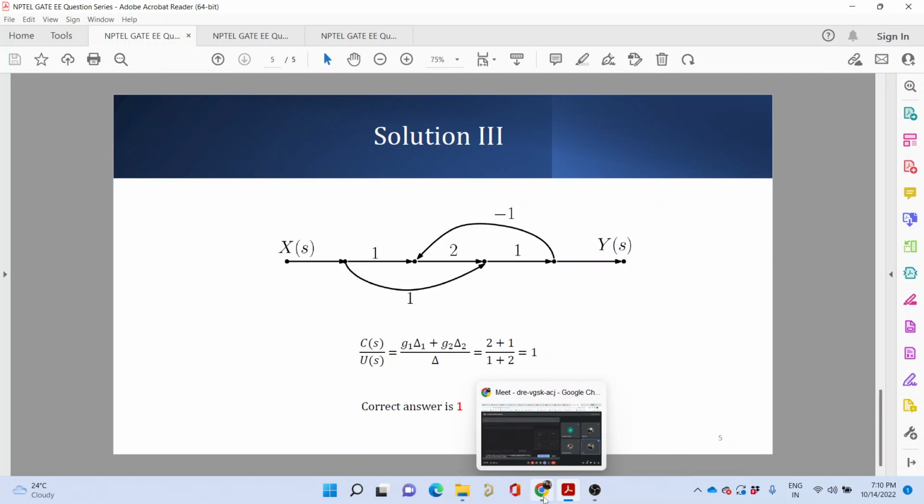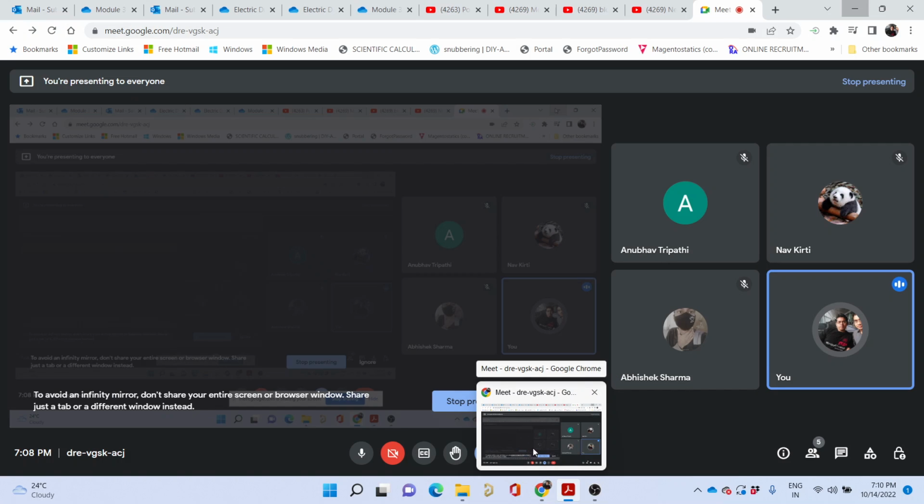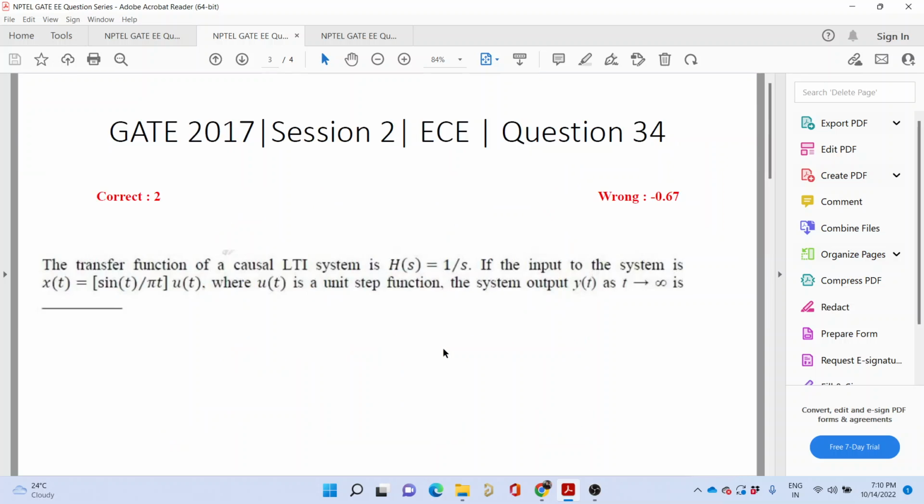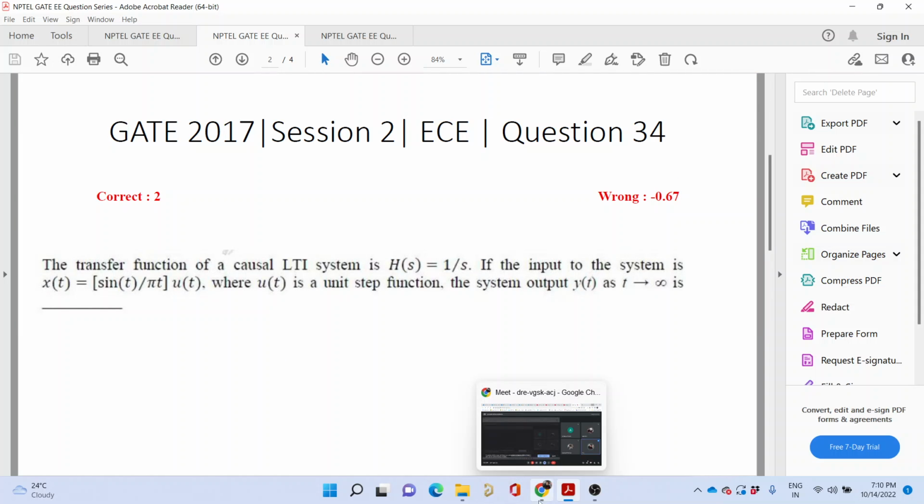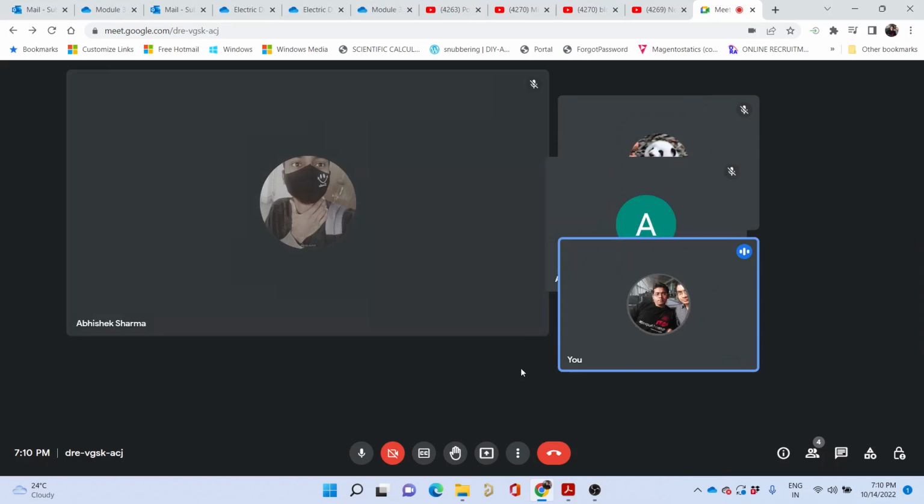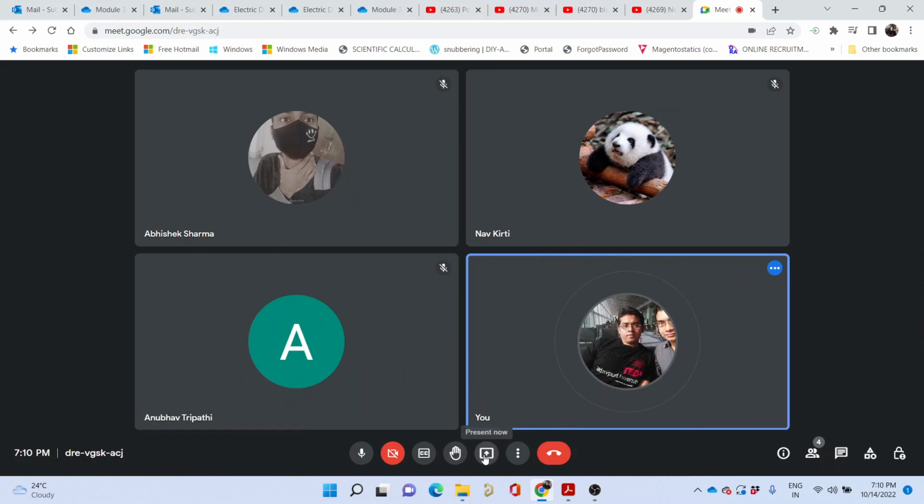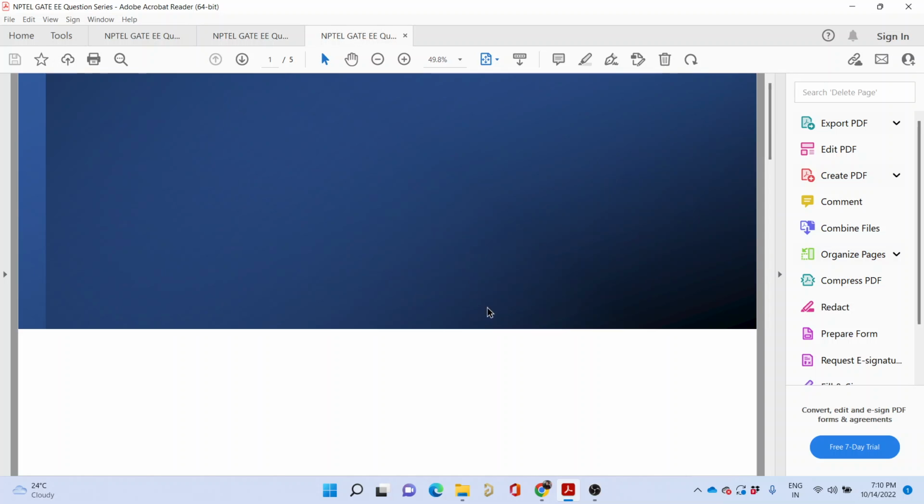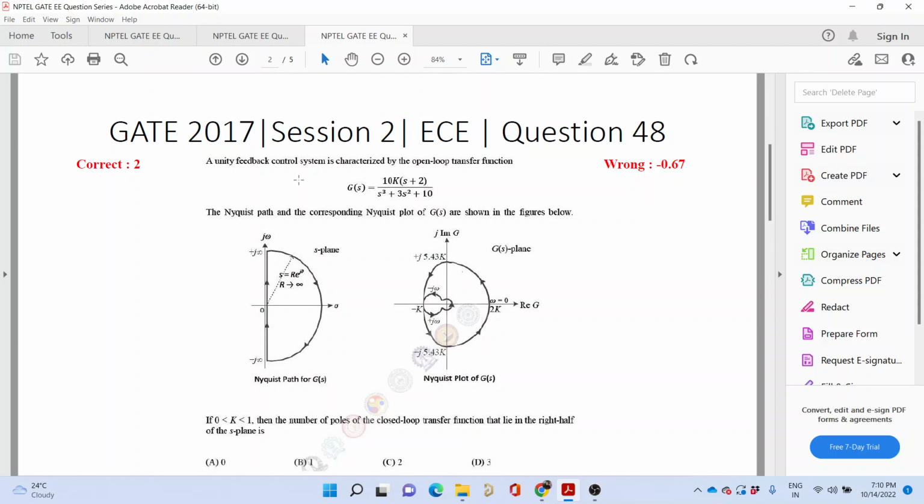Yes, sir. I took the negative sign. Don't commit mistakes in these sums which are very trivial, because if a signal flow graph appears in your paper, it is a scoring thing. It is something that you are given so that you can score. So if you make a mistake over there, then it is a problem.